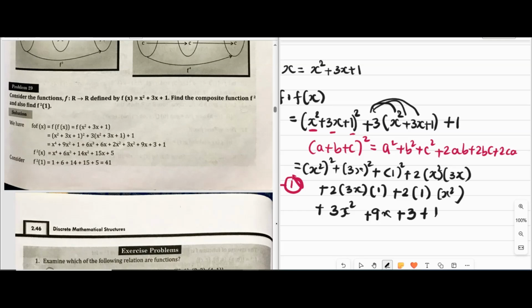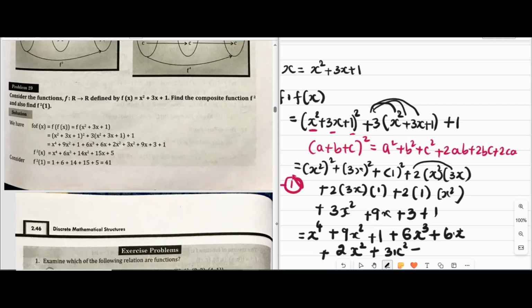So here the answer will be x to the power 4, plus 3 threes are 9 x square, plus 1, plus 2 threes are 6, x square into x is x cube, then 2 threes are 6 into x, plus 2x square, then plus 3x square, plus 9x plus 4. 3 plus 1 is 4.